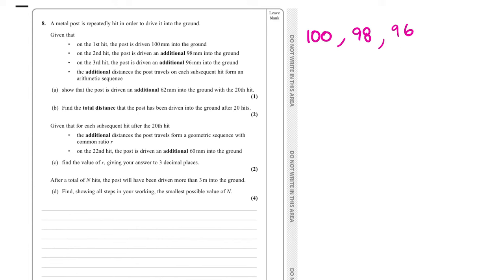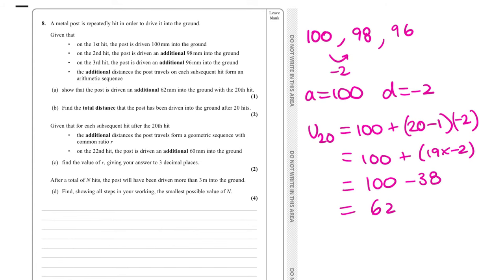Our A is 100, and we want to know on the 20th hit. So U20 equals A plus n minus 1 lots of d. So we're going to get 100 plus 19 times minus 2, 100 minus 38, which equals 62. Guys, it says show that. You need to be showing this.